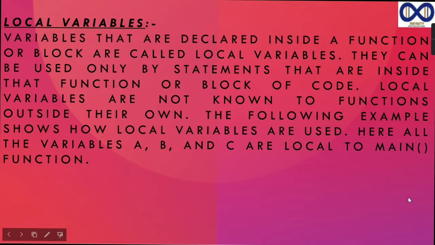First, the local variable. The variables that are declared inside a function or block are called local variables. They can be used only by statements that are inside that function or block of code. Local variables are not known to functions outside their own. The following example shows how local variables are used. Here all the variables a, b, and c are local to the main function.